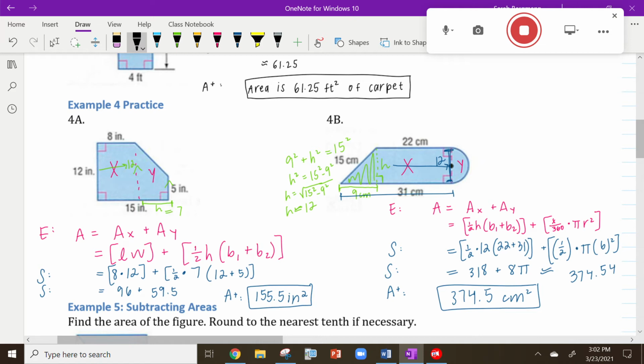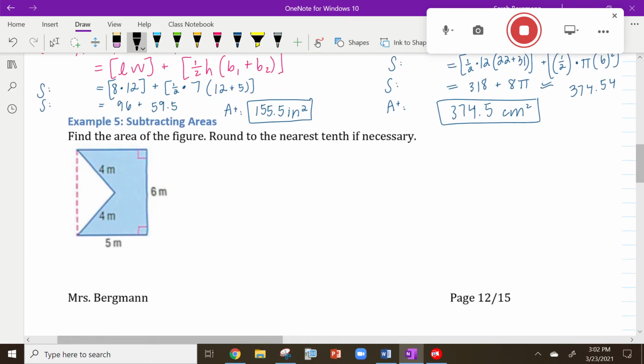All right, next let's do this example, example 5. Sometimes you won't necessarily want to do it by adding areas. That could be more complicated. Sometimes you might want to do it by subtracting areas. So if I see one like this where it looks like this triangle was cut out of a rectangle, I might choose to do this with subtraction.